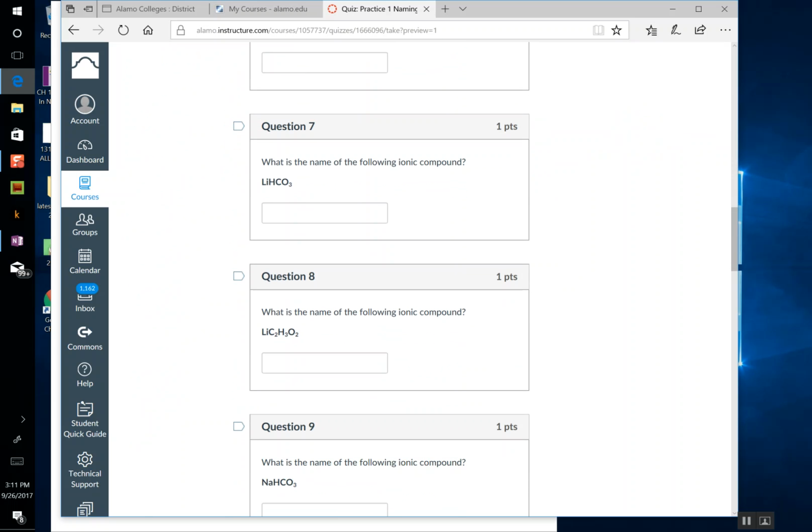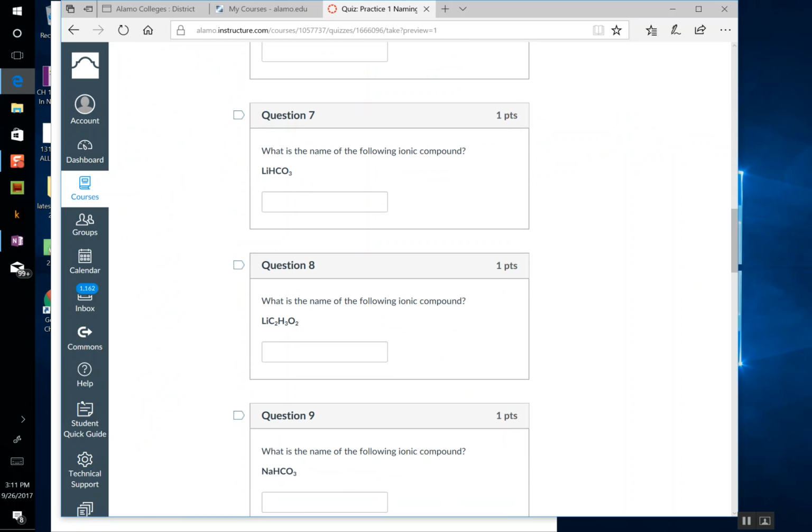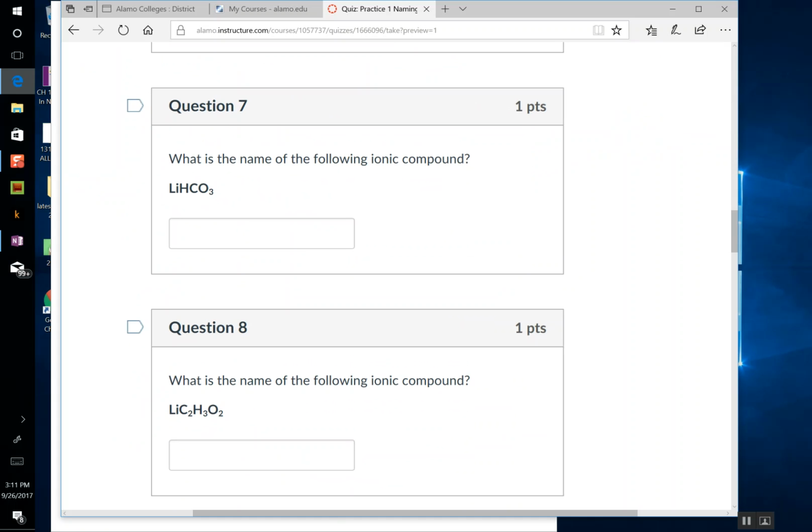Okay, let's do this one. Look at question number 7. What is the name of the following ionic compound? Name that for me. I'm going to type it in. We're going to submit the quiz and see how we did. And then I'm going to go over to Connect and pick up Chapter 3 homework, and we'll see if we can do a question in there.